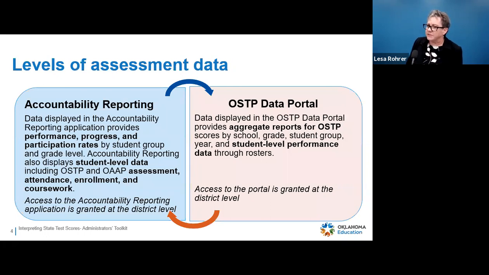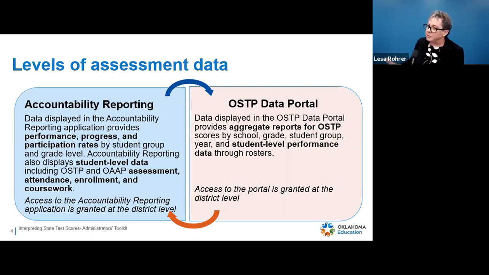Let's think about the levels of assessment data. We're going to be talking mostly today about the data in the accountability reporting application. So why are we starting there? Again, because it's going to give us that frame that's a combination of performance, progress, and participation rates. This is by student group and grade level. And in addition to that, there's also student level data that includes OSTP and OAP assessment scores, attendance, enrollment, and coursework, so that you have this whole longitudinal data within your grasp through the accountability reporting application.